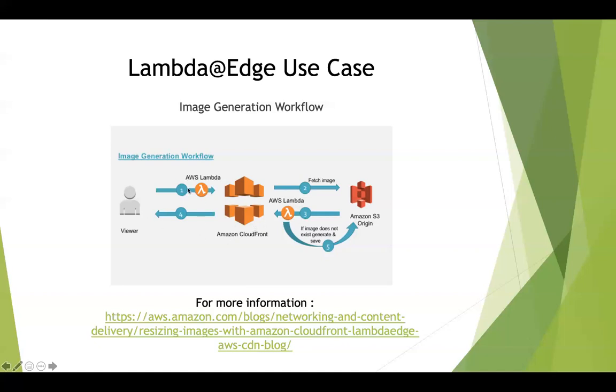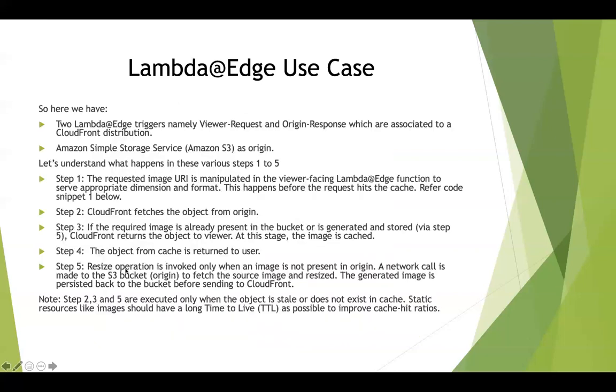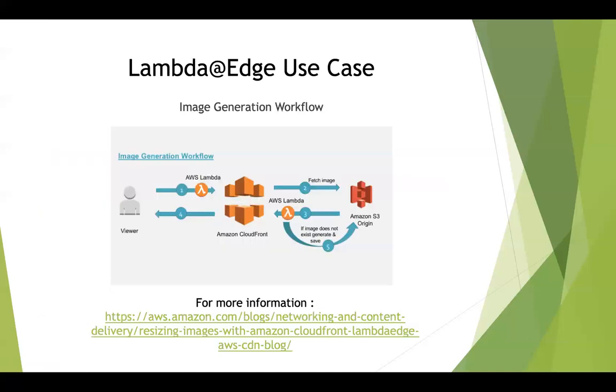So you saw two different use cases over here where you are running a lambda function. That's given in the fifth step. The resize operation is invoked only when an image is not present in the origin. So a network call is made to the S3 bucket to fetch that source image and resize it. The generated image is persisted back to the bucket before sending it to CloudFront. So this lambda function runs before you are caching that object, right? This is at the viewer request. This is at the origin response.